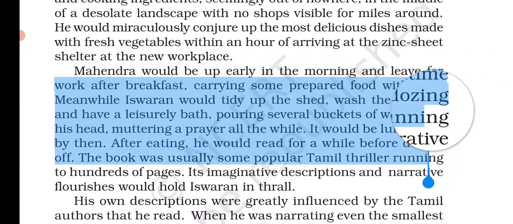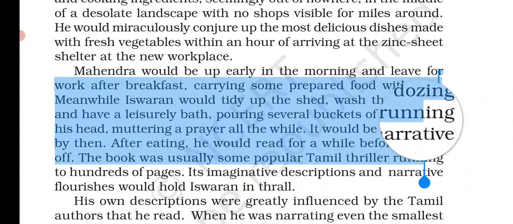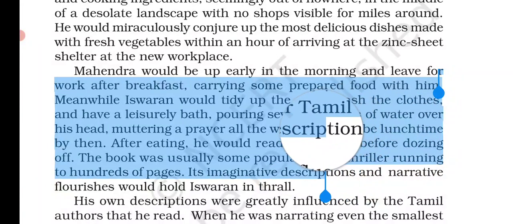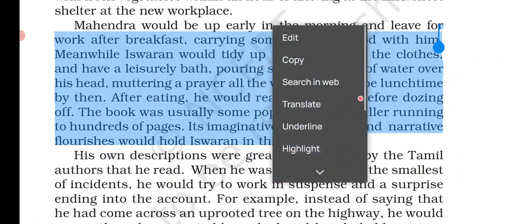Dozing off means to sleep. The book was usually some popular Tamil thriller running to hundreds of pages. Its imaginative descriptions and narrative flourish would hold Ishwaran in thrall. So, muttering means speaking in a low voice, dozing off means falling asleep, narrative flourish means detailed descriptions, and enthrall means the state of being in someone's power.